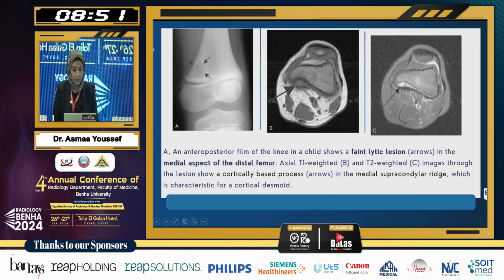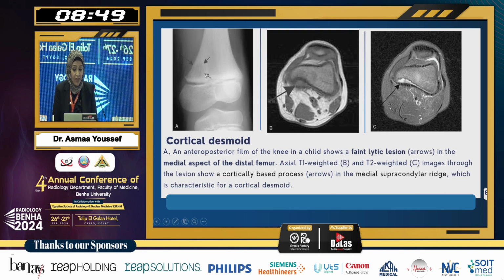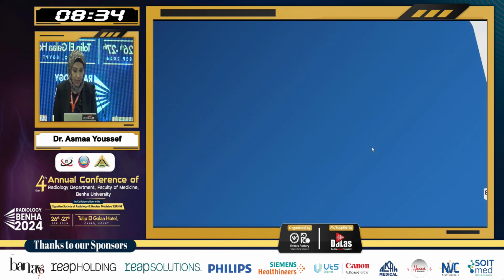This is also an AP film of the knee in a child showing a faint lytic lesion in the medial aspect of the distal femur. Axial T1 weighted and T2 weighted MRI images show a cortically based lesion in the medial supracondylar ridge, which is characteristic of cortical desmoid.